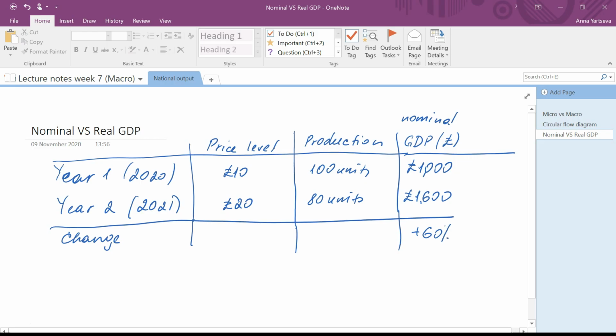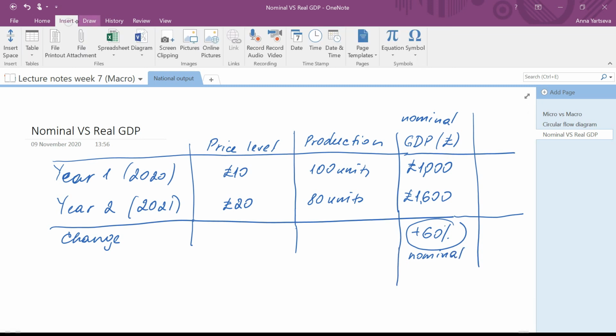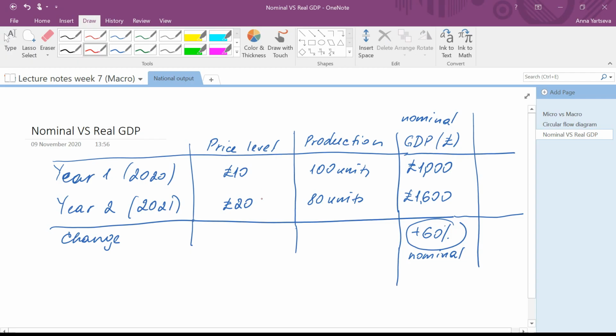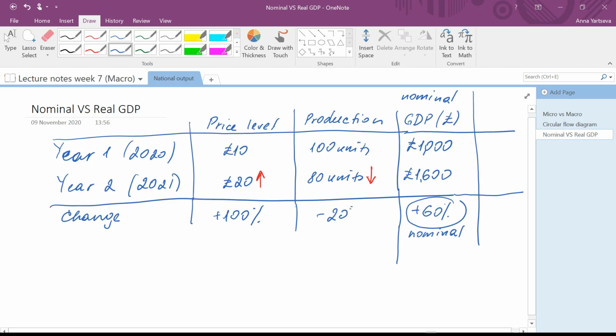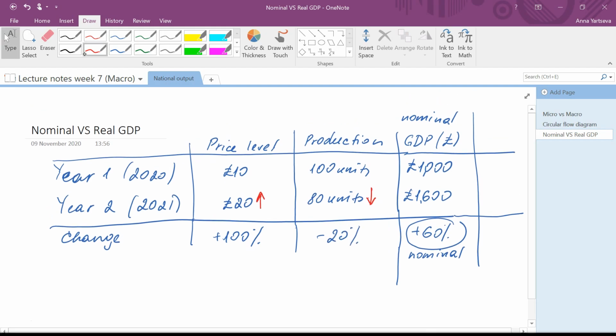So it looks like our economy is doing very well. The problem, however, is that this is misleading data. This is an increase in nominal GDP. It's a nominal change in monetary terms. And if you pay attention, you will see that our prices have doubled. They've increased considerably while our production has actually declined. If you look at these changes, you will see that our price level has increased by 100%, while production actually declined by 20%. So what we're experiencing in reality is that our production is going down.